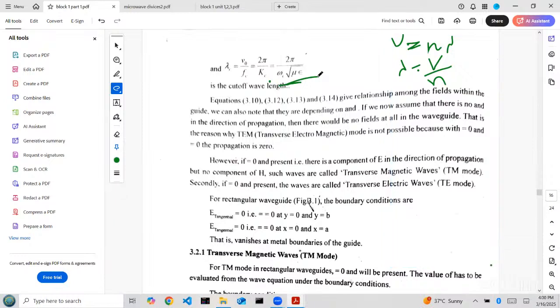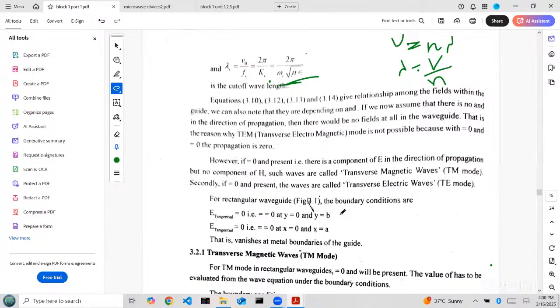For each topic, we have to calculate the cutoff wavelength as well as the cutoff frequency. Just go through the topic once. After the calculation, we have the rectangular waveguide boundary conditions. What are the boundary conditions that have to be maintained?